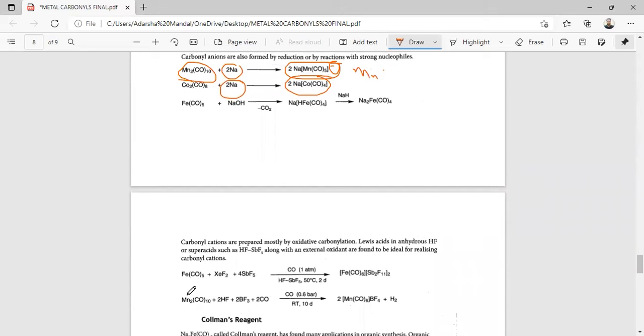So another one is carbonyl cation preparation, mostly by oxidative carbonylation. Lewis acid in anhydrous HF or a superacid such as HF-SbF5, along with an external oxidant, is found to be ideal for realizing carbonyl cations. So here Fe(CO)5 reacts with XeF2 or SbF5 to form this metal carbonyl cation adduct. And for manganese also, this metal carbonyl adduct is formed.